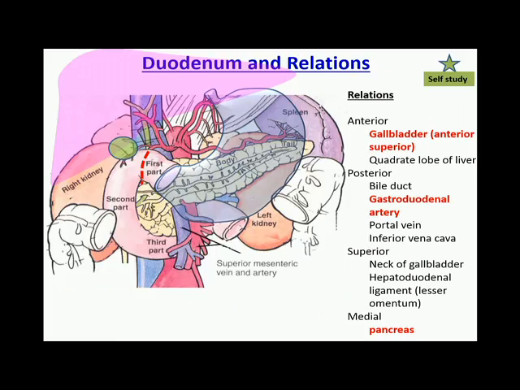Again, this slide I'm not going to do, it's self-study, and just like what we did with the appendix and its relations, it is very important clinically to understand the relations of the duodenum, right? So the first part, second part, and third part. Okay. Now, just a few points.